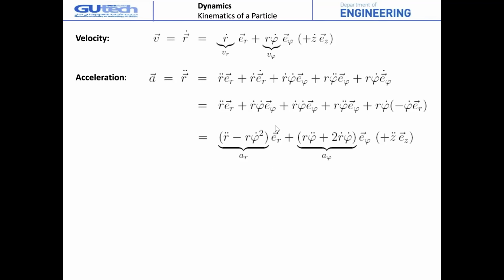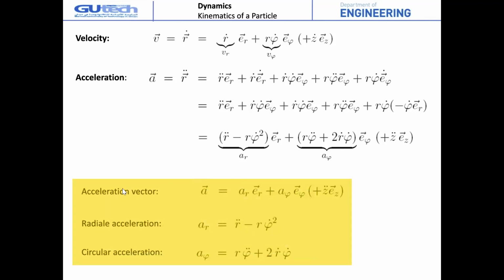Now, if we look at the polar coordinate system, we have two components of the acceleration. The first one is the radial one, and the second one is the circular or circumferential one. Now we can write the acceleration vector with ER, the radial component, and E phi, the circumferential one. Each term, ER and E phi, is given by the following equations.